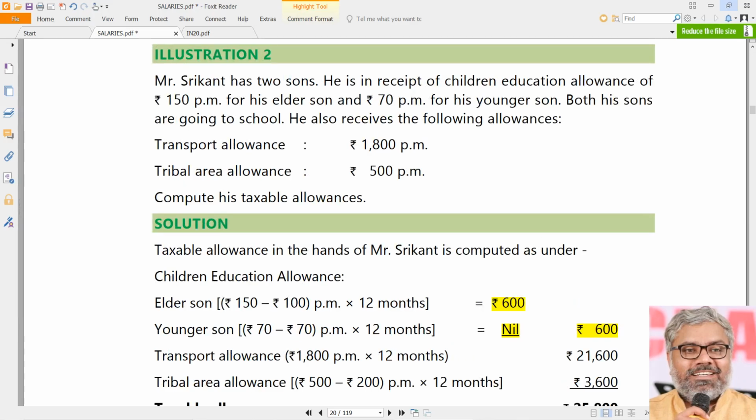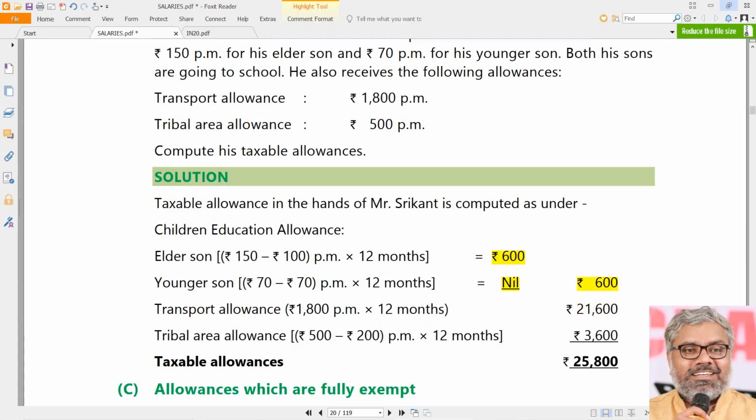I am also telling the wrong calculation what people will do. People might think 150 plus 70, 220 minus 200, 20, 20 into 12, 240. Instead of 600, they might write 240. It will be there in the options. If it is given as MCQ, people think 240 is correct answer. No, it is not. The exemption of 100 rupees per month per child has to be calculated child wise, not on the total number of children. That has to be observed in this question.